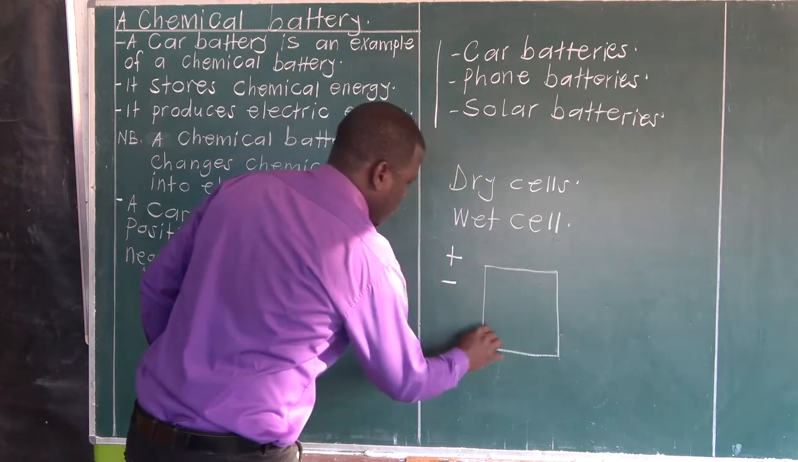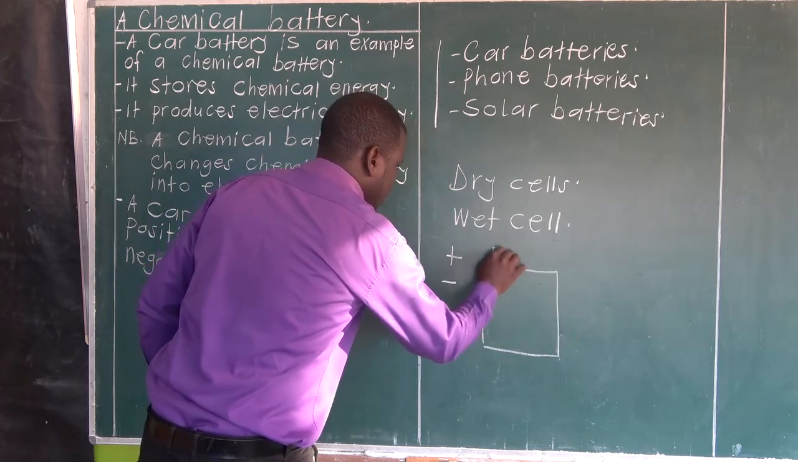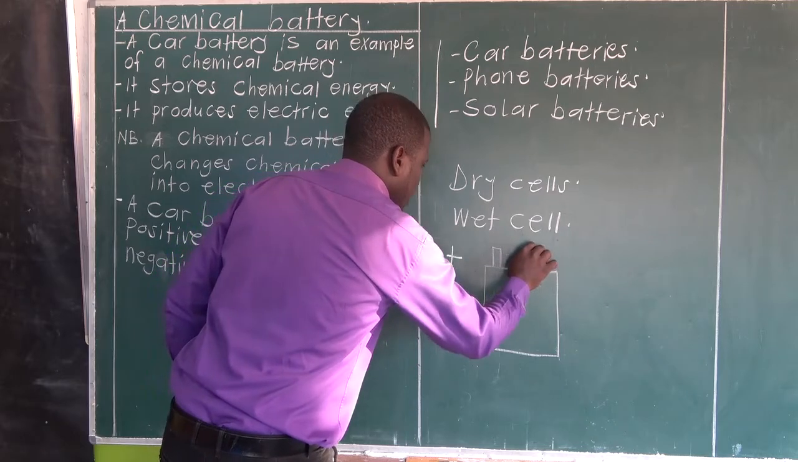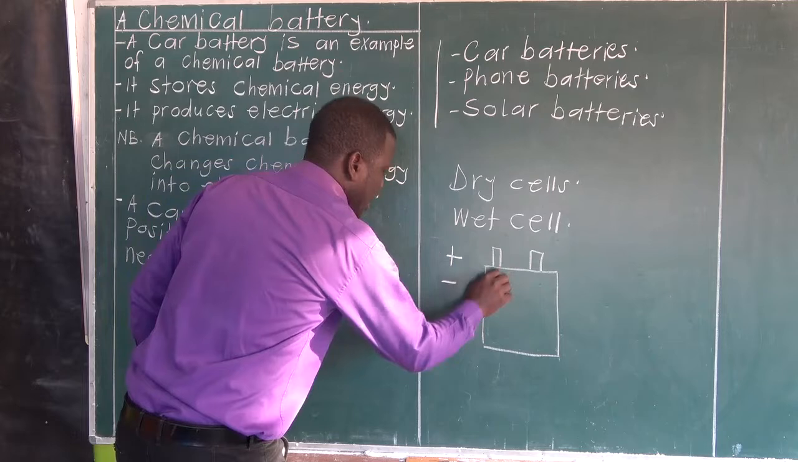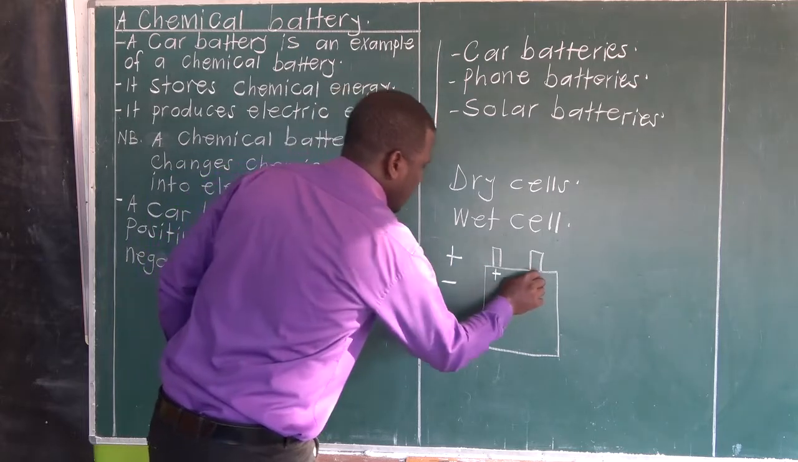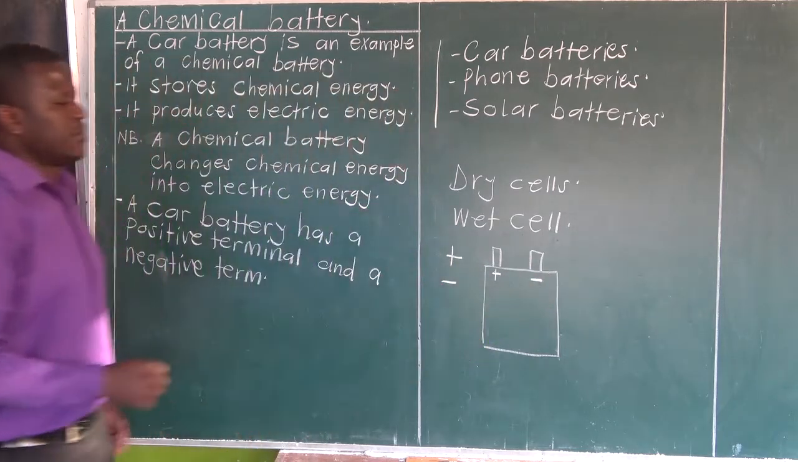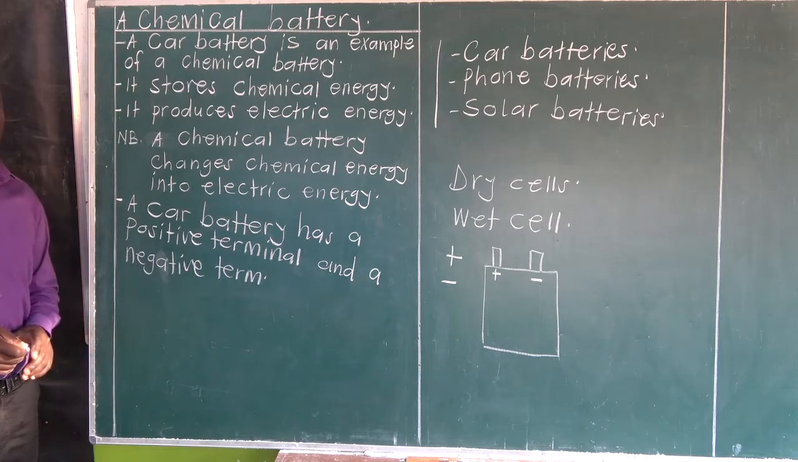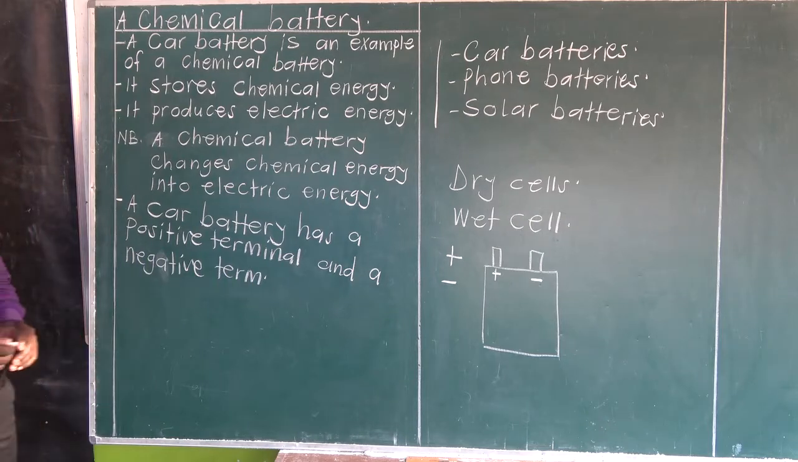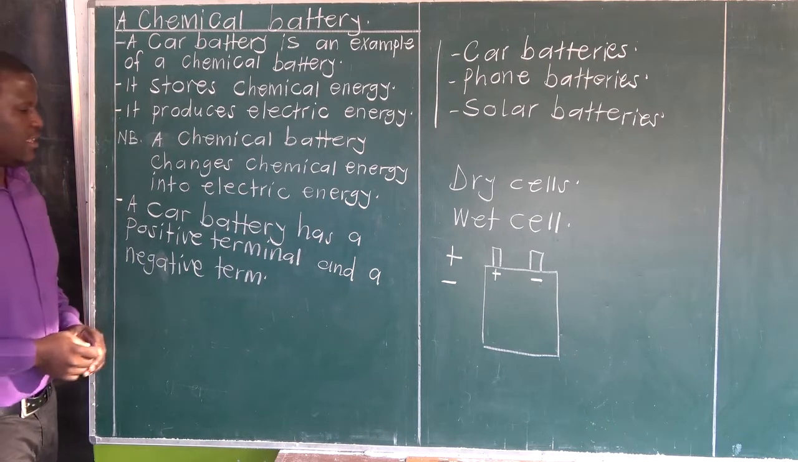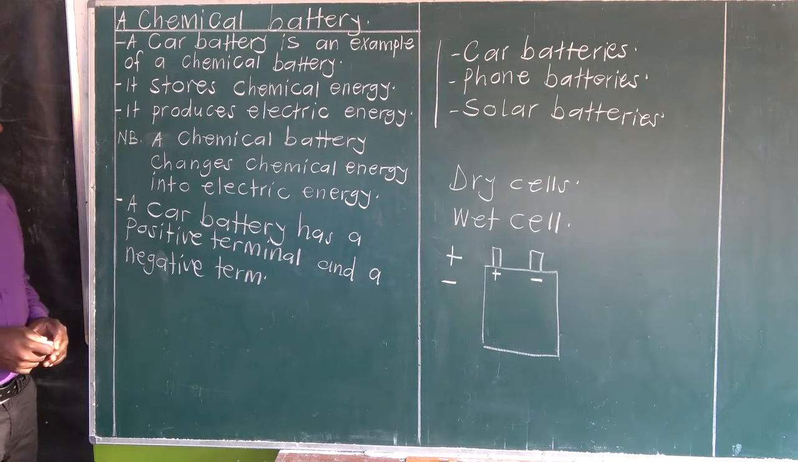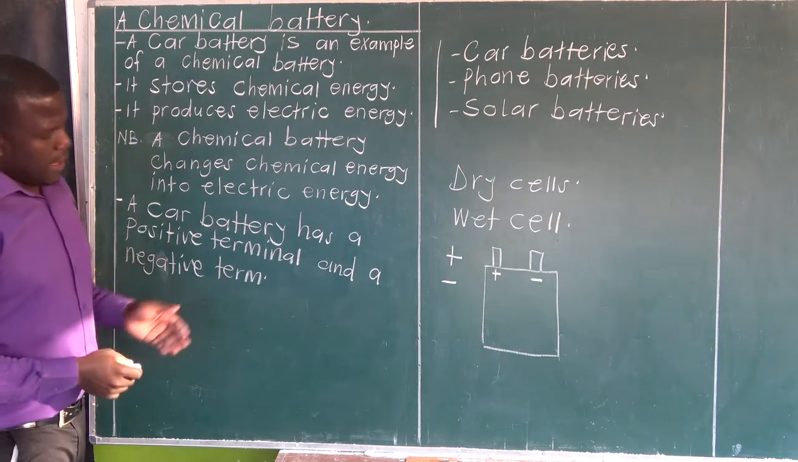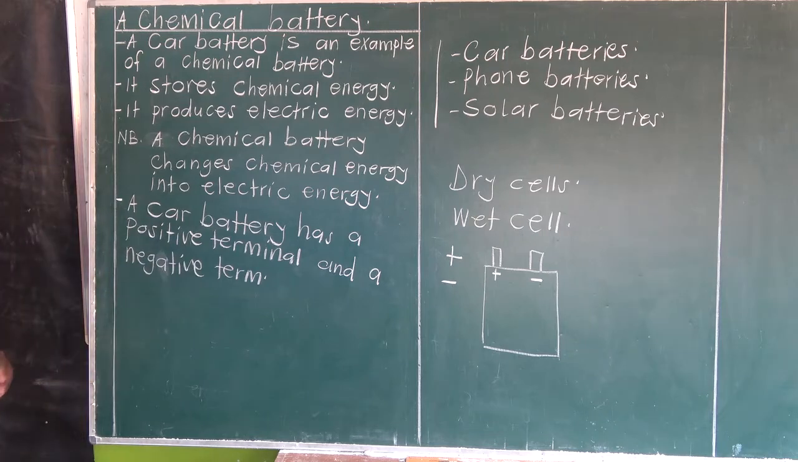For example, you have something like this. This is an example of a car battery. You find here we have the positive terminal, then here we have the negative terminal. So I've said a positive terminal is represented by a positive sign or a plus sign, then a negative terminal is represented by a negative sign or a minus sign. So that is all about a chemical battery.